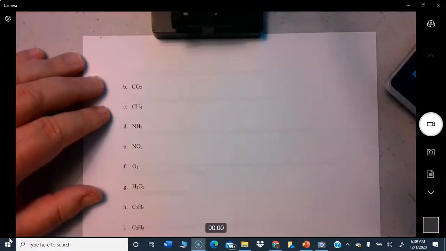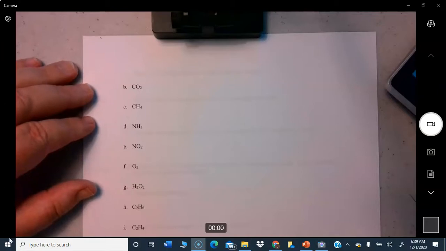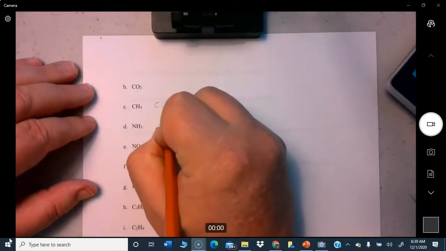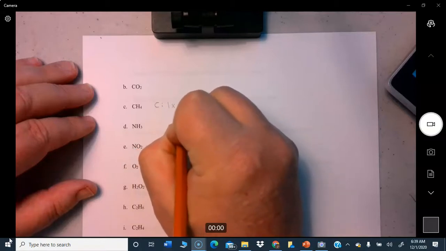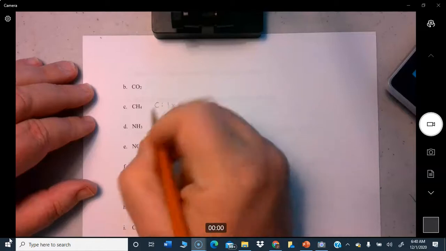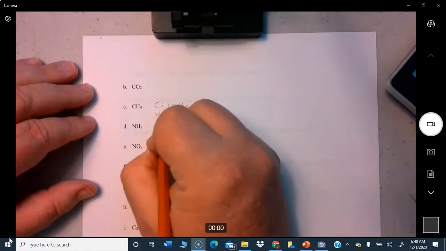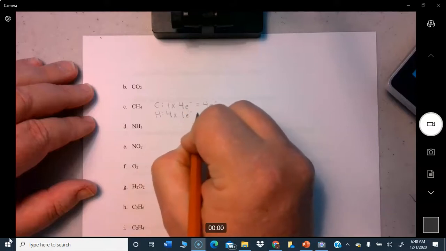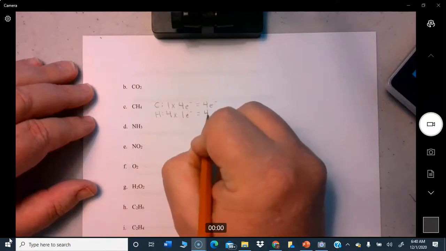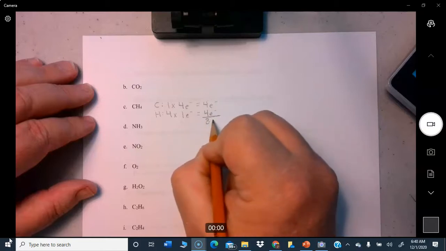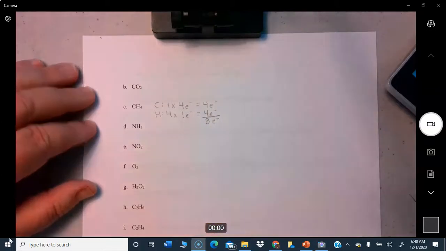So CH4, the first thing we're going to do is determine the total number of valence electrons. So there's 1 carbon. It has 4 valence electrons. And there's hydrogen. There are 4 of those, and each one has 1 valence electron. So the 2 of them together contribute a total of 8 valence electrons.